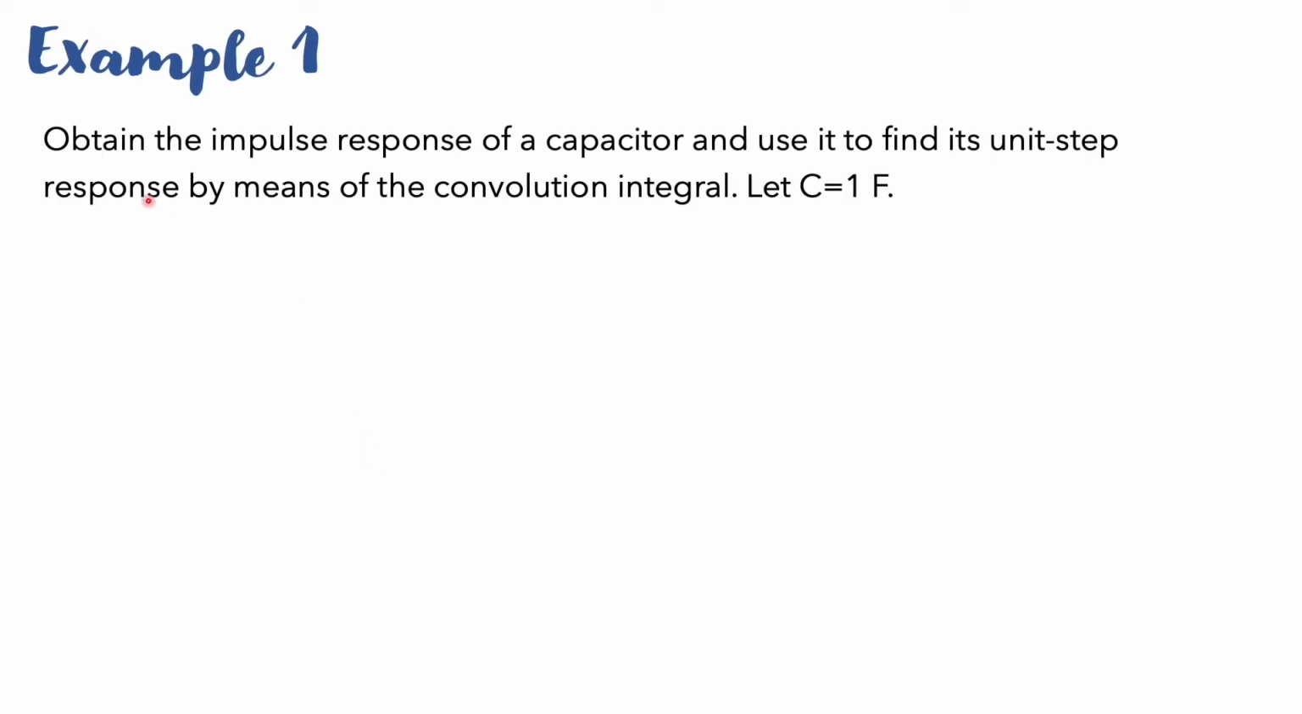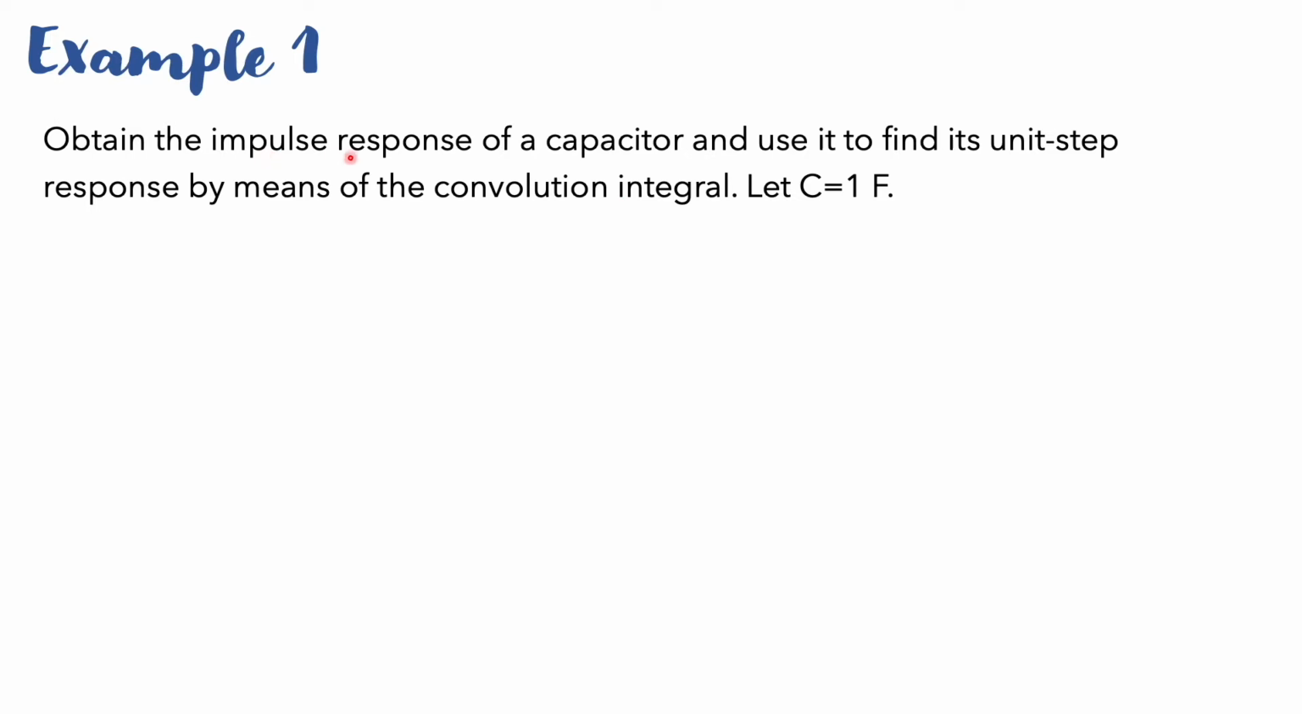Okay, in this example we have to obtain the impulse response of a capacitor and use it to find its unit step response by means of convolution integral, and let C equal 1 farad, meaning the capacitance of the capacitor is 1 farad. Here our system is a capacitor. It is a very simple circuit that consists of a capacitor, and we have to find out first its impulse response, second its unit step response by means of convolution integral.